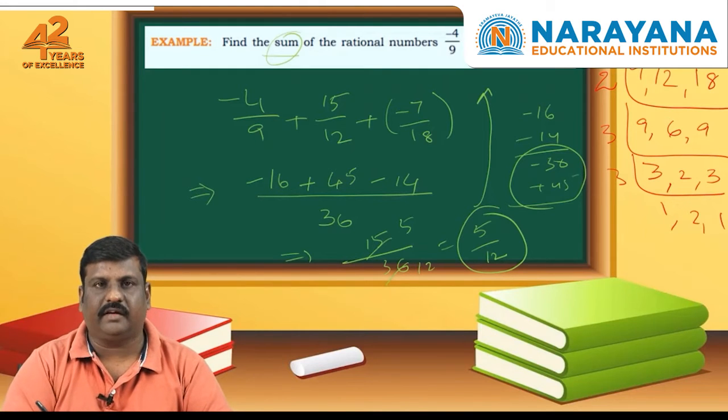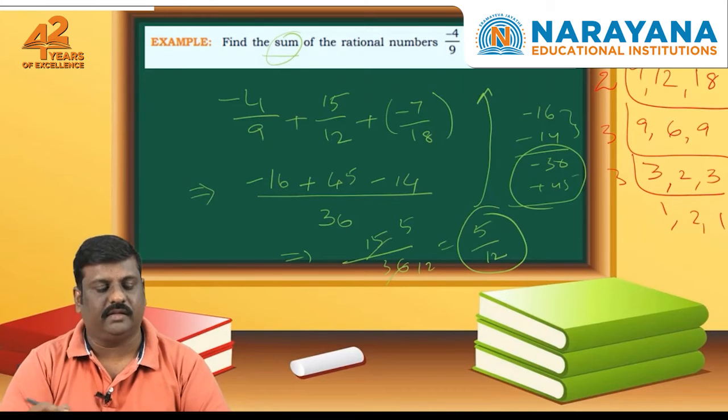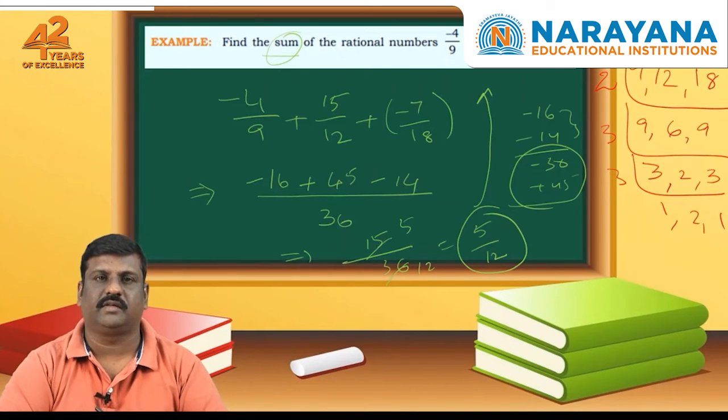Then 9 into 4 is 36, 4 4s are 16. Then 12 into 3 is 36, 3 15s are 45. 18 into 2 is 36, 2 7s are 14. Same sign should be added, opposite sign should be subtracted. Then it comes as 15 upon 36. The answer is now 5 upon 12. This is the sum of the 2 rational numbers, right?